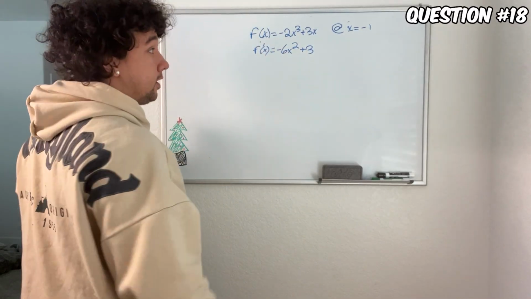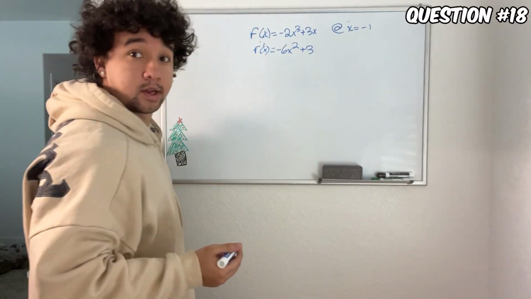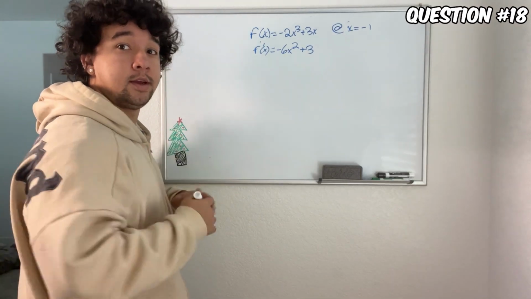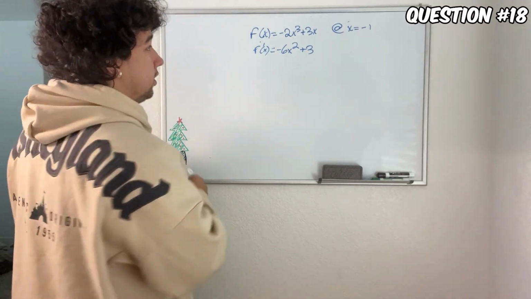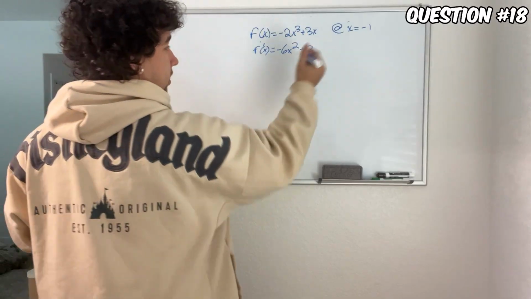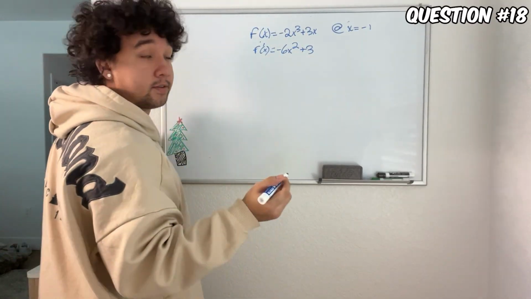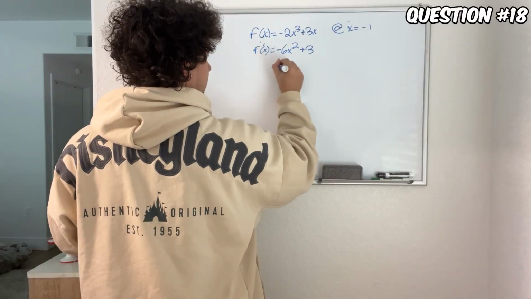Okay, next thing I need to do here is I have it at x equals -1. So remember, the derivative doesn't find you the slope. It just finds you a key to find the slope at wherever you want. So now I have to find the actual slope by plugging in -1. -1 squared is 1. 1 times -6 is -6, plus 3 is -3. So my slope is actually -3.